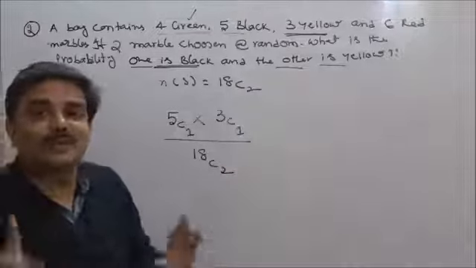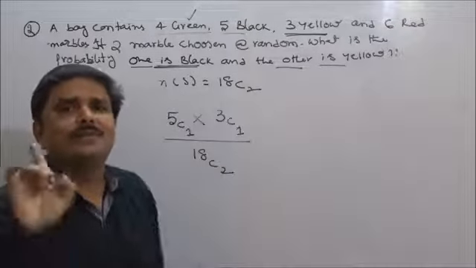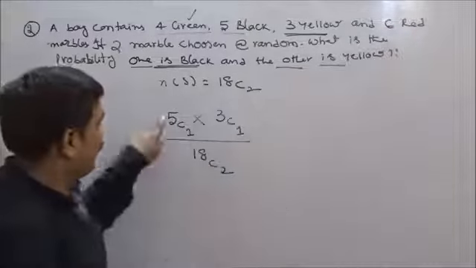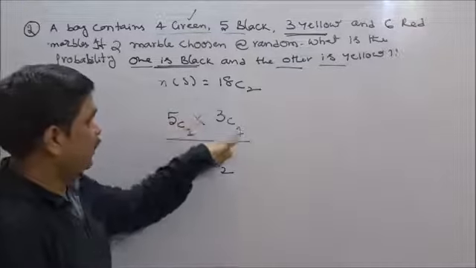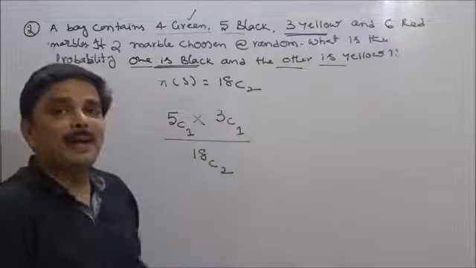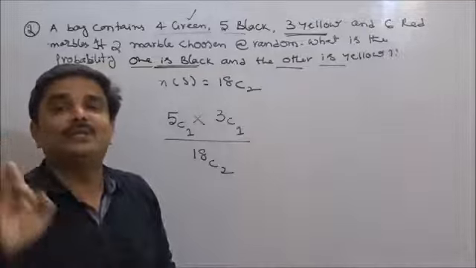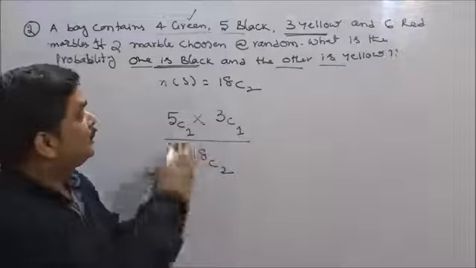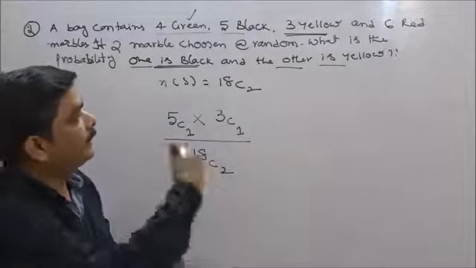This is the way, students, right? Very clearly, simply they have done in this way. 5 combination 1 into 3 combination 1 divided by 18 combination 2. Got the clarity? Right. So further, let us extend that one.